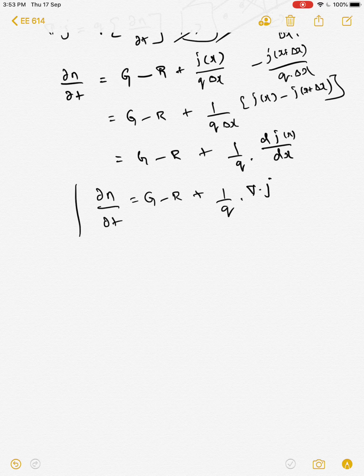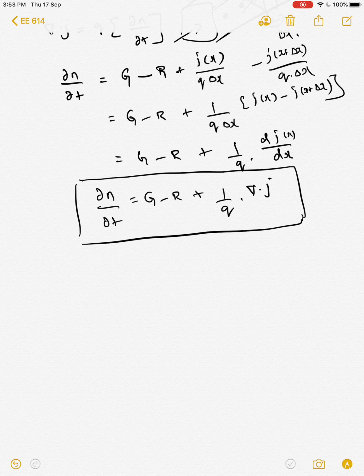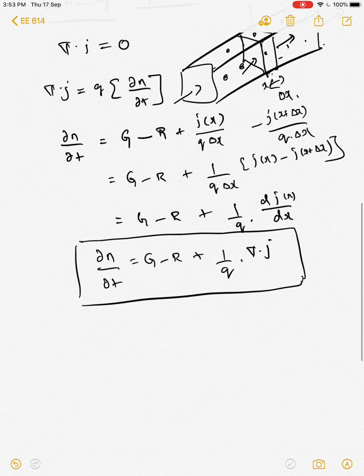This is the famous continuity equation, which just means that any change in the carrier density in any portion of the material should either be accounted for by a generation or a recombination or a spatial variation in the current. Typically, if the carrier density does not change, the spatial variation of the current should be zero. Current is generally incompressible.